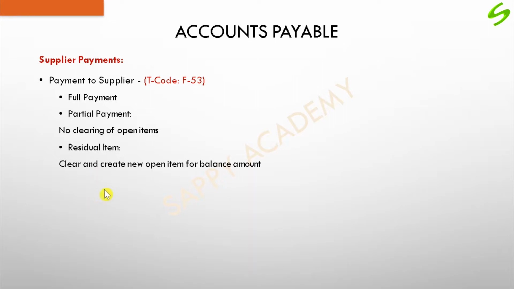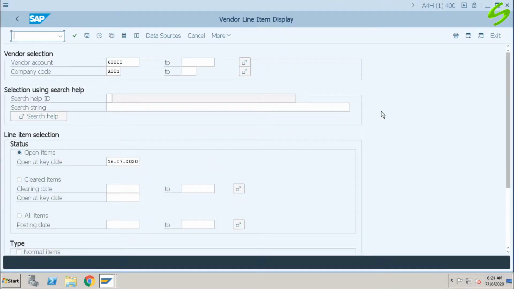The residual item is also the same as the partial payment. It is a partial payment, but it has a different behavior. For example, it clears the open item, but it creates another new open item for the balance amount. For example, there is an invoice of 1000 USD. I make a payment of 500 USD. The 1000 USD original invoice gets cleared and the system creates another new open item of 500 USD for the balance amount. Let's switch to SAP and make a partial payment.